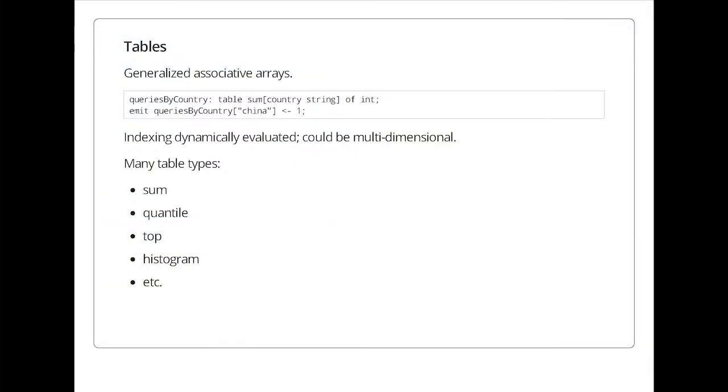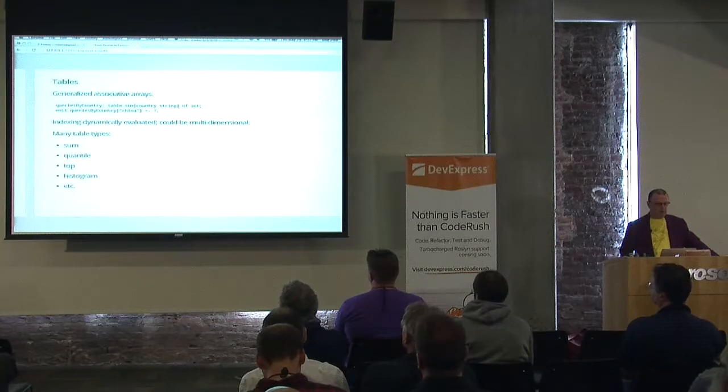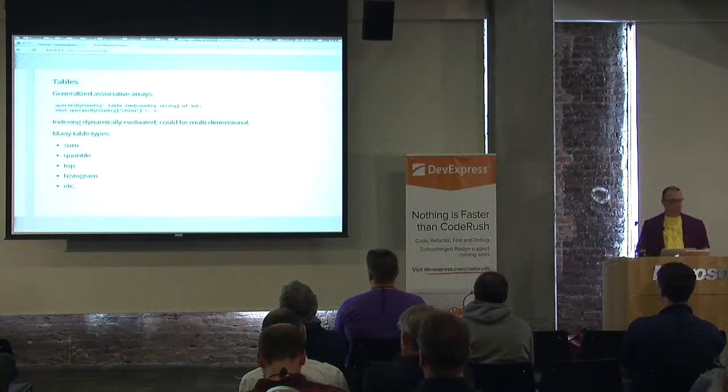And that was these things called tables, which you can think of as just being sort of generalized associative arrays. So here's an example of a little Sawzall declaration in use. There's a table called queries by country, which is declared to be a sum table. Sum is a keyword. Country is just an identifier that tells you what this index represents. So it's a sum of strings that represent countries, and you get ints out of them. So in other words, it's just counting something indexed by country, right?